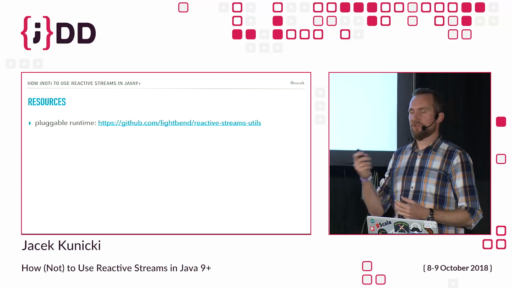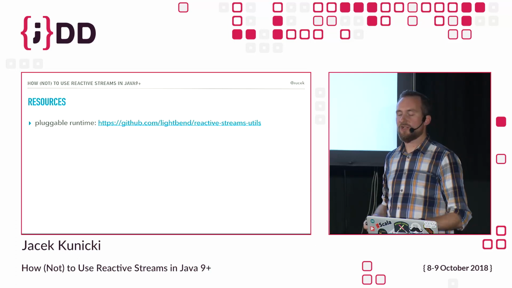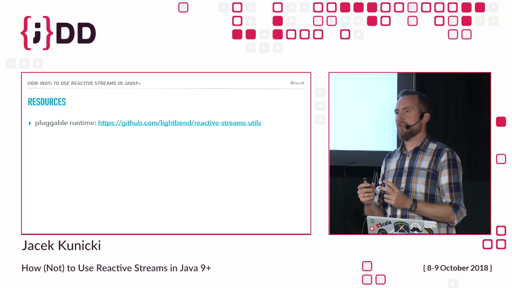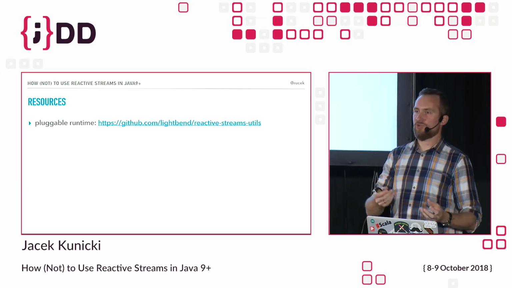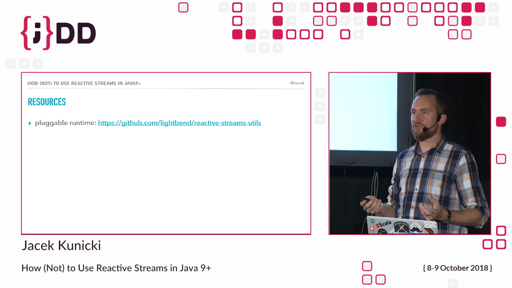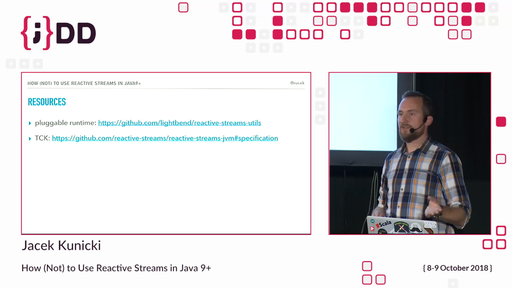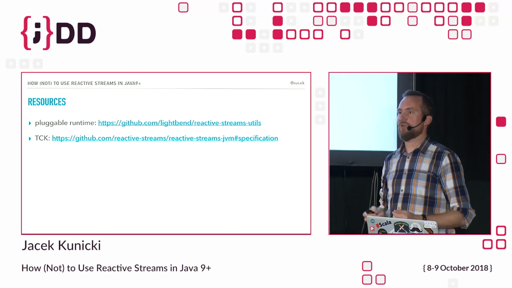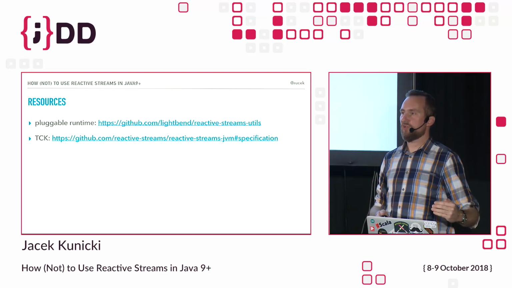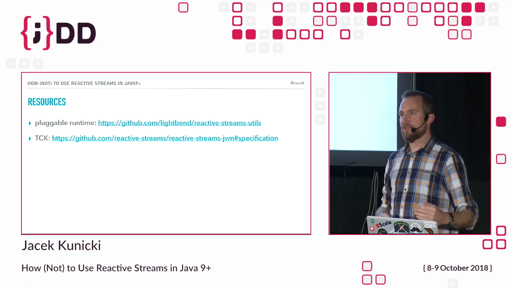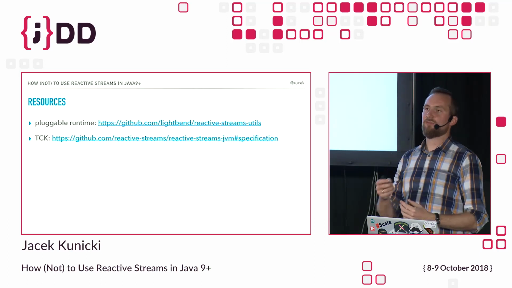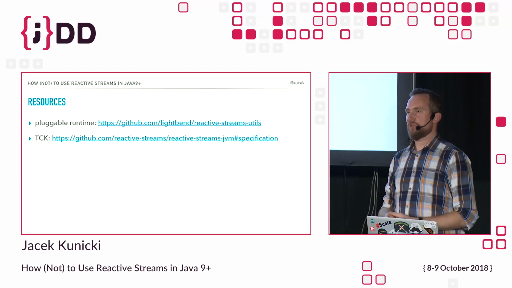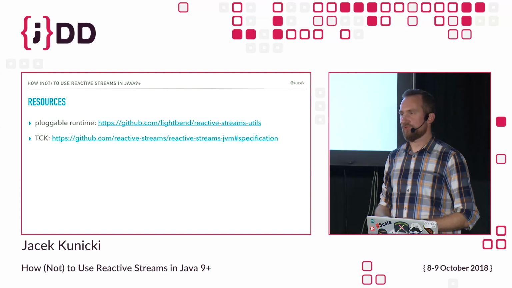There are some resources if you're interested. The first one is the pluggable runtime, the Reactive Streams Utils. Once again, this is the basic set of operations that you can then extend by your implementation of choice of the Reactive Streams. This is the TCK, and actually the TCK is not only a set of tests, but also extensive documentation. All the requirements that you could notice in our test case are described in detail. There is background, why it is important, and what behavior it expects. So if you are going to do it yourself, it's really a good starting point to read it and to understand it.